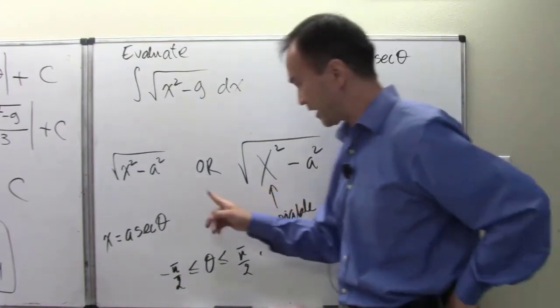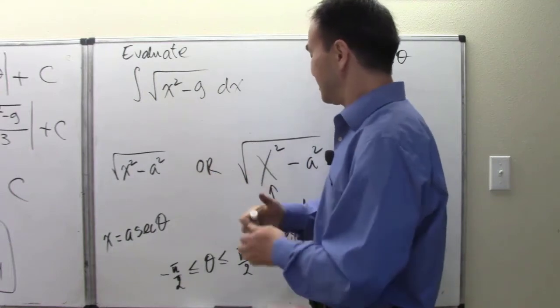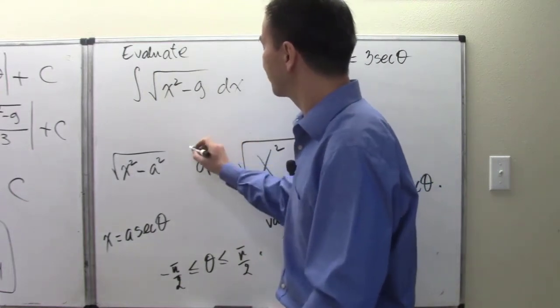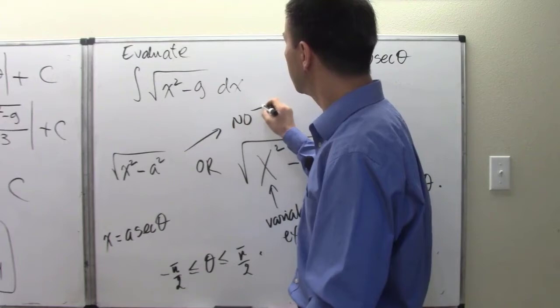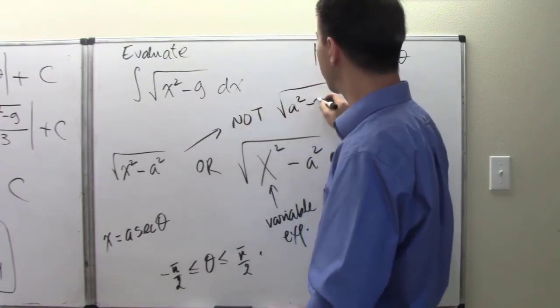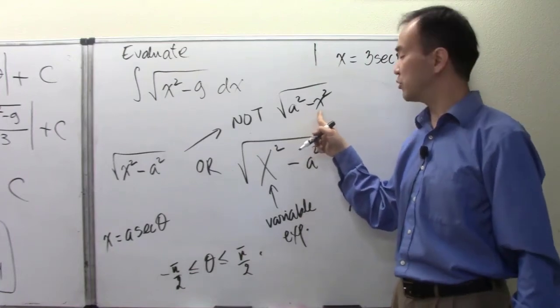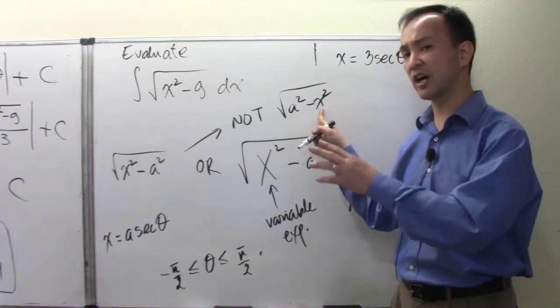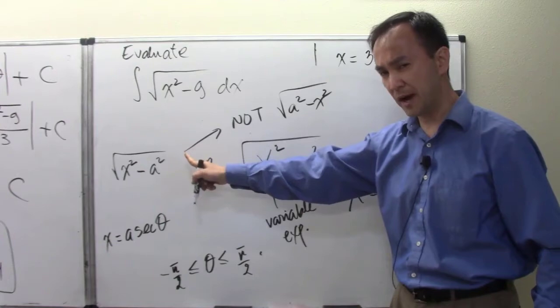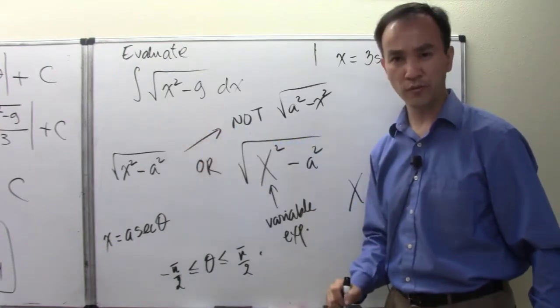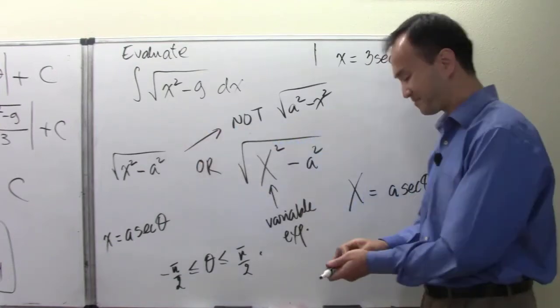And be careful that it's not the square root of a squared minus x squared, because we learned that way earlier. That is where we use x equals a times the sine of theta, but here it's x squared minus a squared in the square root expression.